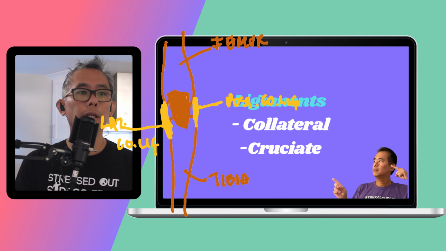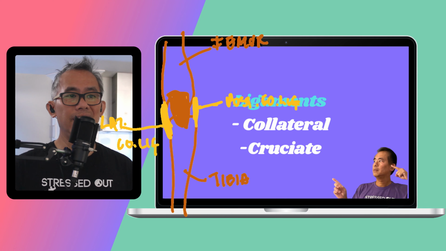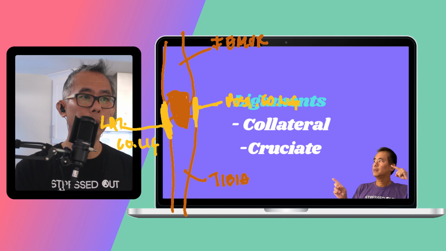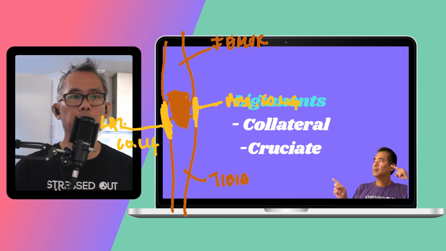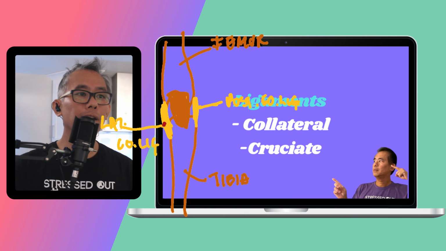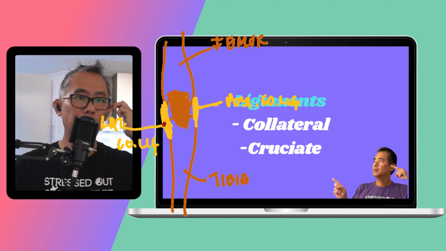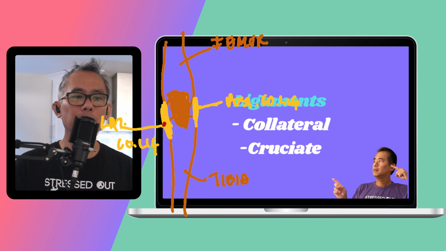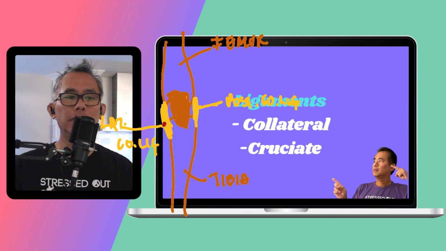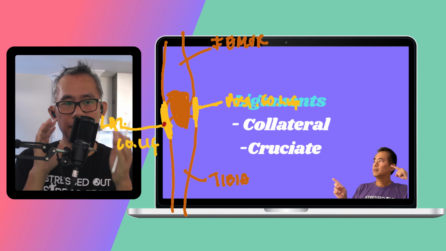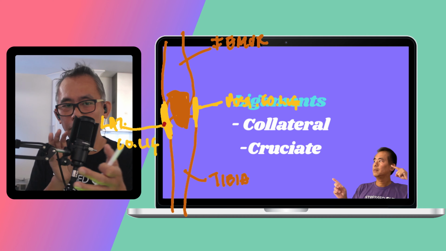So we have the ligaments. Then they also have the cruciate ligament. With the collateral ligament, what they do is they help hold each side of the knee, the inside and outside, so it helps control sideways movement of your knees.